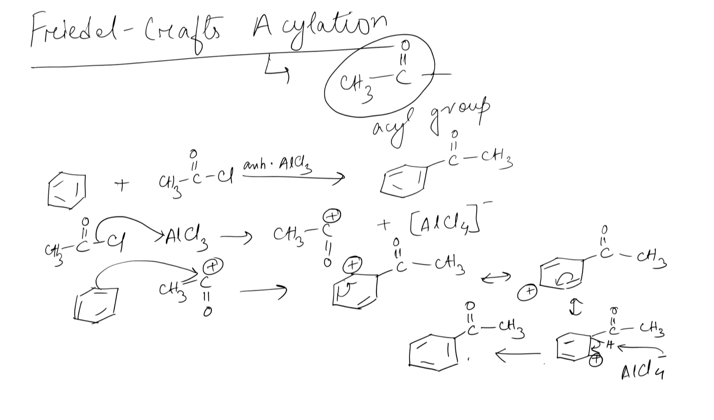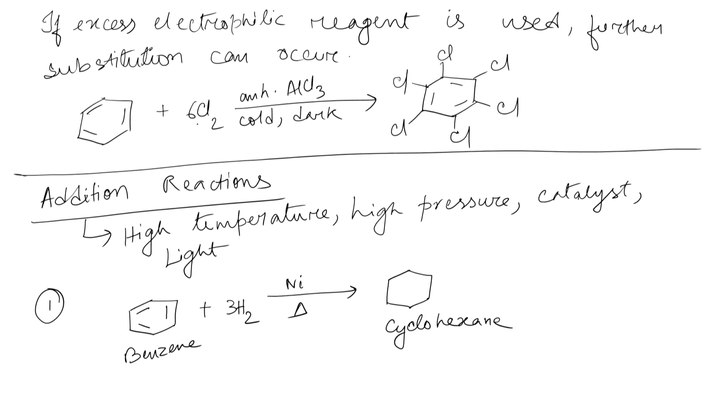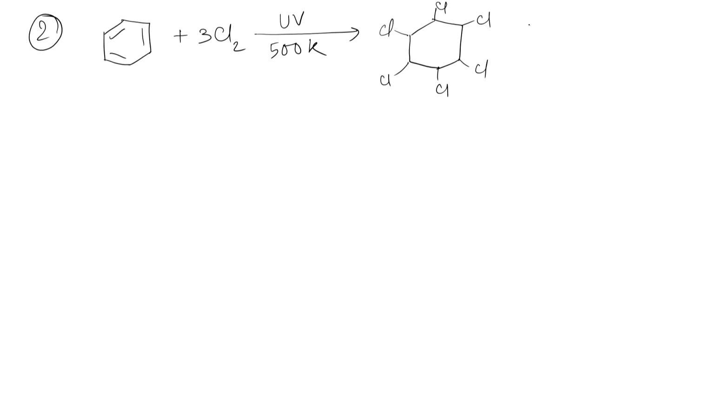So, in this one, when excess electrophile was introduced, the double bonds were still intact. So, this was electrophilic substitution. Okay. Double bonds are intact. So, this is substitution, since double bond remains intact. But in this case, double bonds have been reduced. So, this is addition.